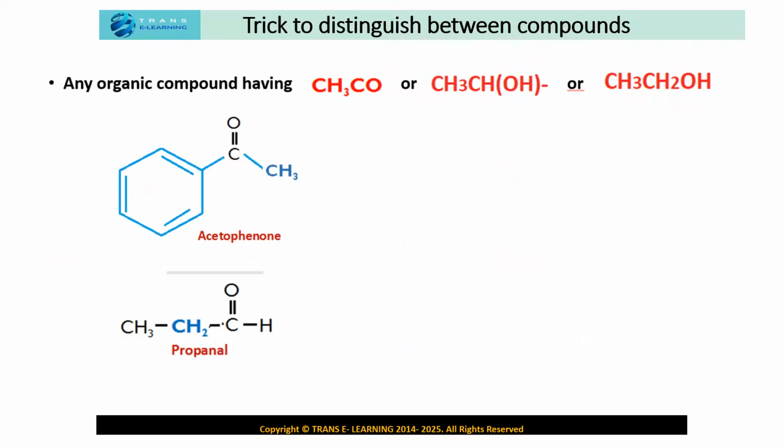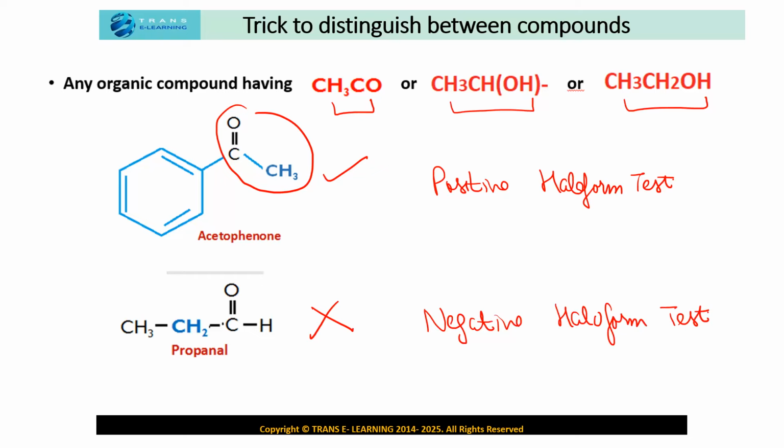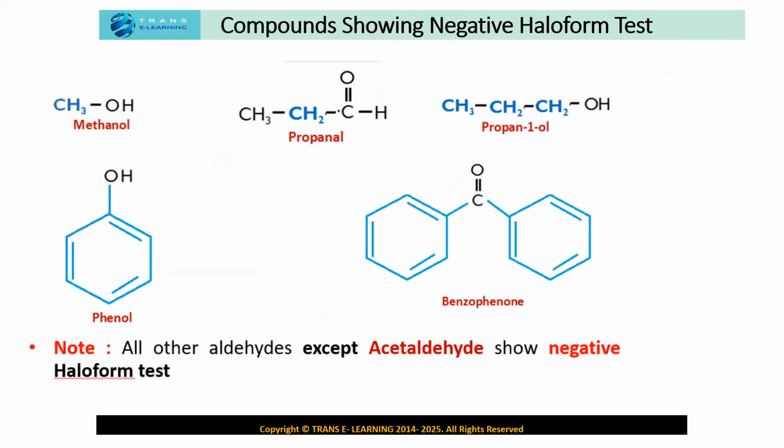Next, again, we are talking about aromatic compounds. So you can see here a methyl ketone. So yes, it is going to give you a positive haloform test. And propanal, no, it is neither a methyl ketone, nor a secondary alcohol, nor ethanol, because it is an aldehyde, right? It doesn't follow any of the criteria. So it is going to give you a negative haloform test.